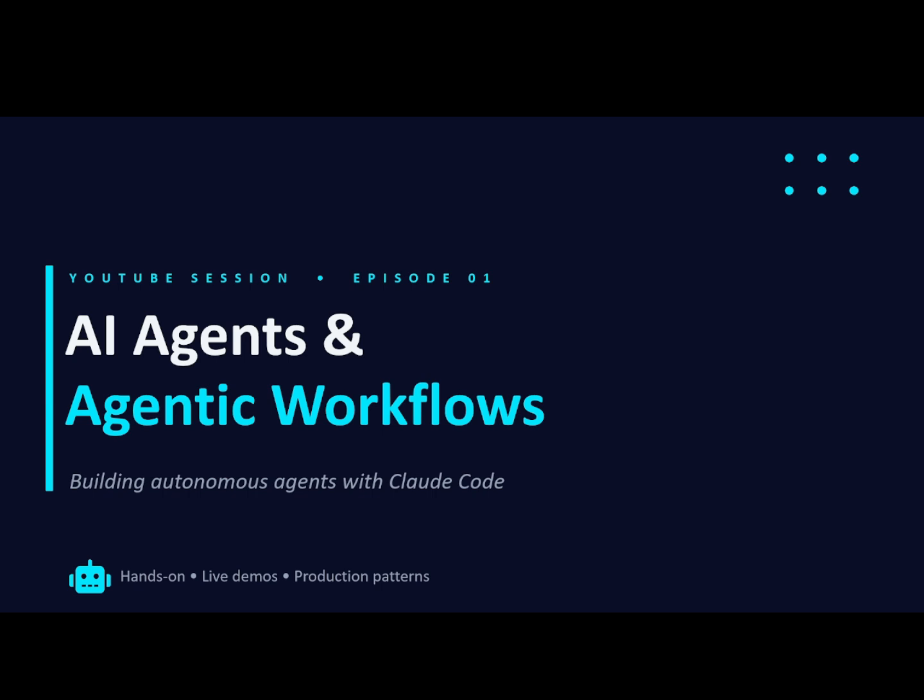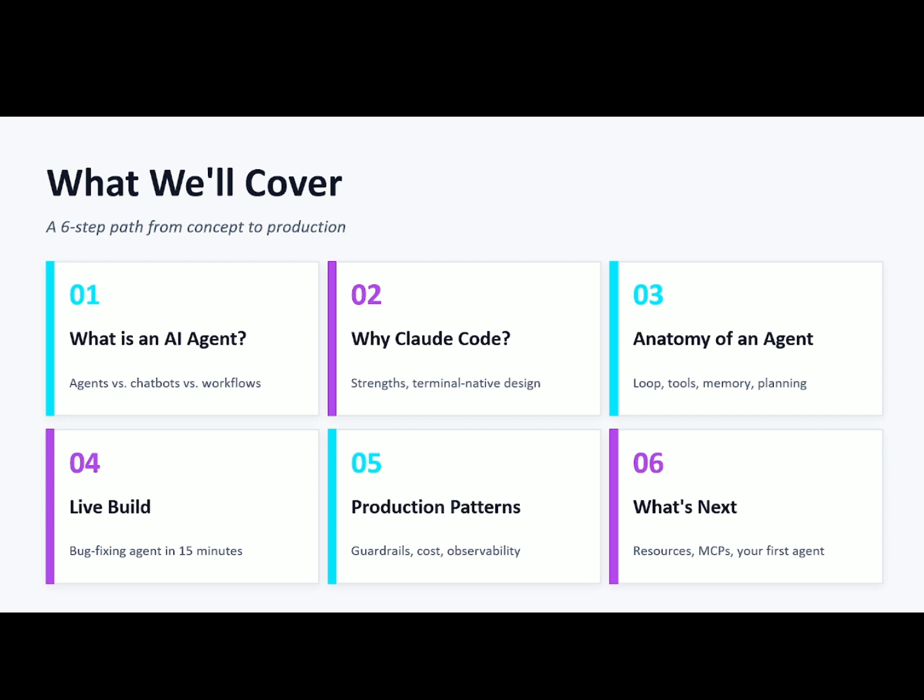Let's get started. Here's our roadmap for today. Six clear sections. First, we'll align on what an AI agent actually is, because the term gets thrown around loosely. Then we'll talk about why Claude Code specifically before pulling apart the anatomy of an agent: the loop, tools, memory, and planning. Section 4 is the fun part. A live build of a bug fixing agent in about 15 minutes. Then we'll cover production patterns, the boring but essential stuff like guardrails, cost tracking, and observability. Finally, I'll share two resources to build your first real agent this week.